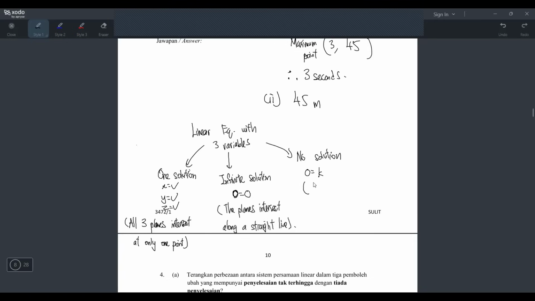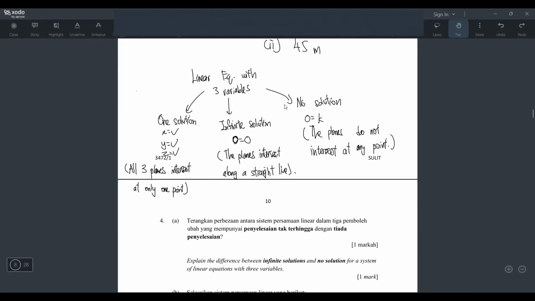Okay, for no solution means what? Very easy, right? If one solution, one intersection point. Infinite solution, infinite intersection points. So if no solution means what? Means no intersection point lah. So I'm just gonna write here: the planes do not intersect at all, or you can say they do not intersect at any point. Okay, that's why it's no solution, right? And in our working, we will see this 0 equals number. That's how we know that this question has no solution, right?